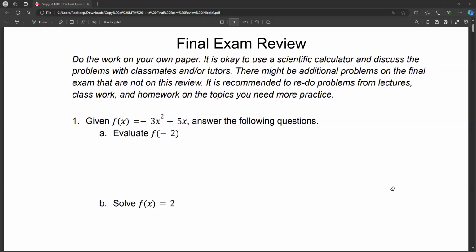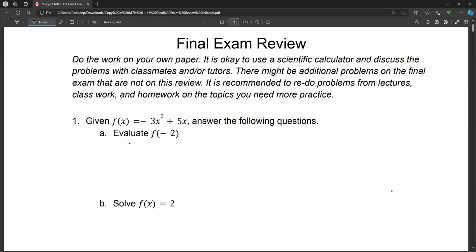In this video, we are going to go through the final exam review and methods at which to find the solutions. So we'll start with question one. We're given a function f of x, and we're asked to answer the following questions. In part A, they're asking us to evaluate what f of -2 is.